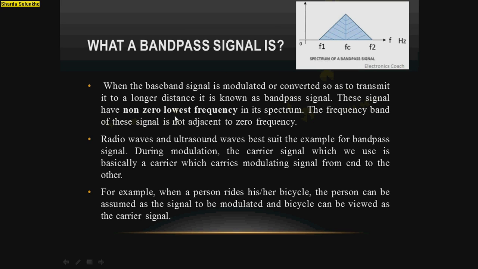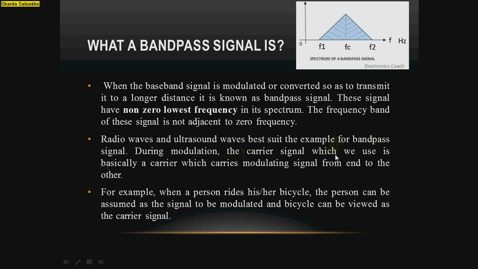This signal has a non-zero lowest frequency in its spectrum. The frequency band of this signal is not adjacent to the zero frequency. So its lowest frequency is non-zero, and the frequency band of this signal is not adjacent to the zero frequency. Radio waves and ultrasound waves are examples of bandpass signals.